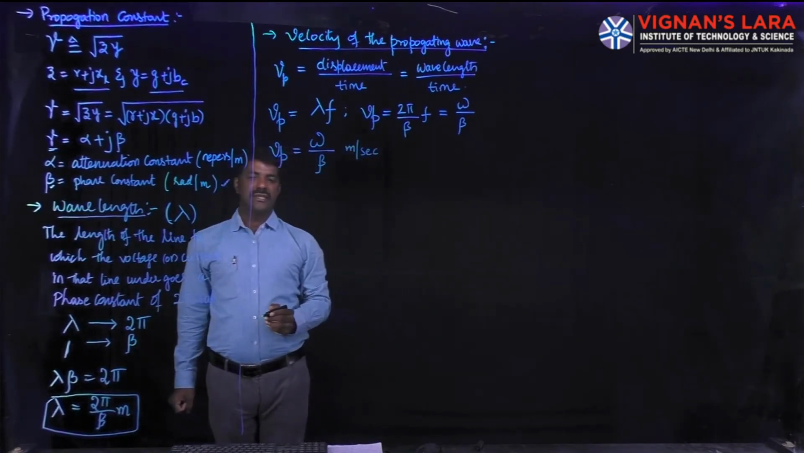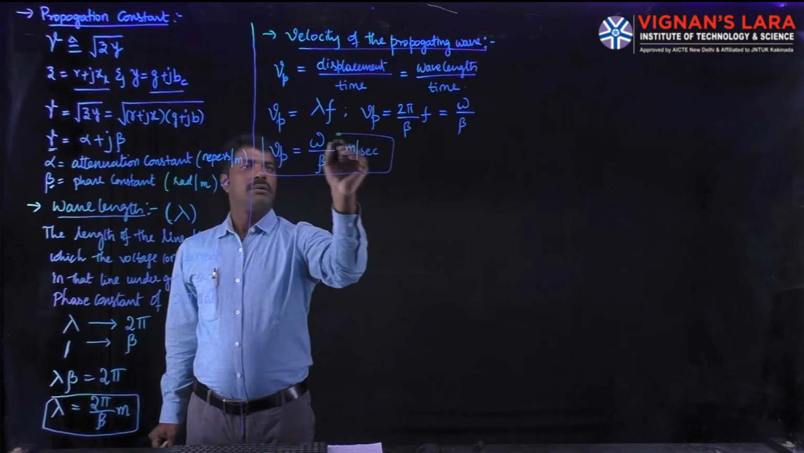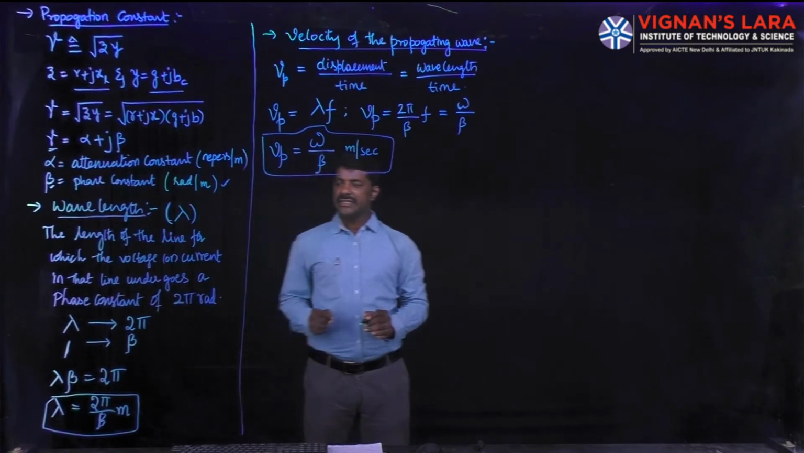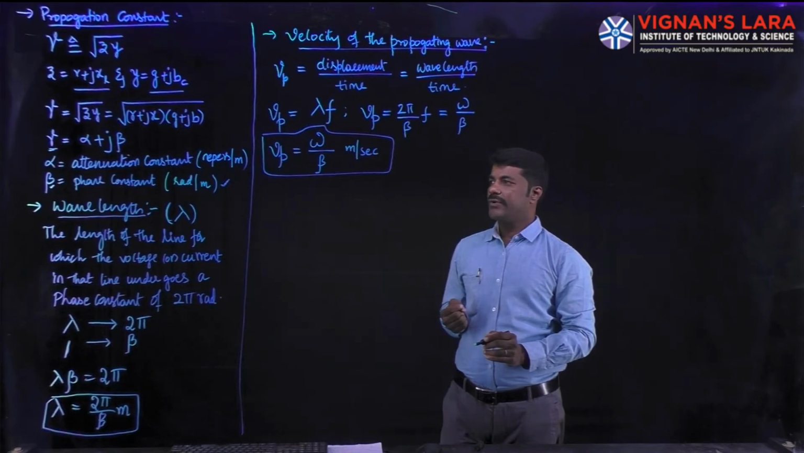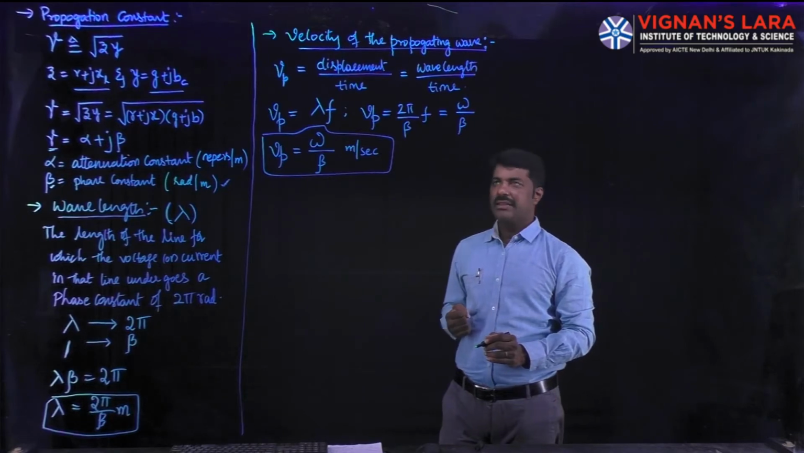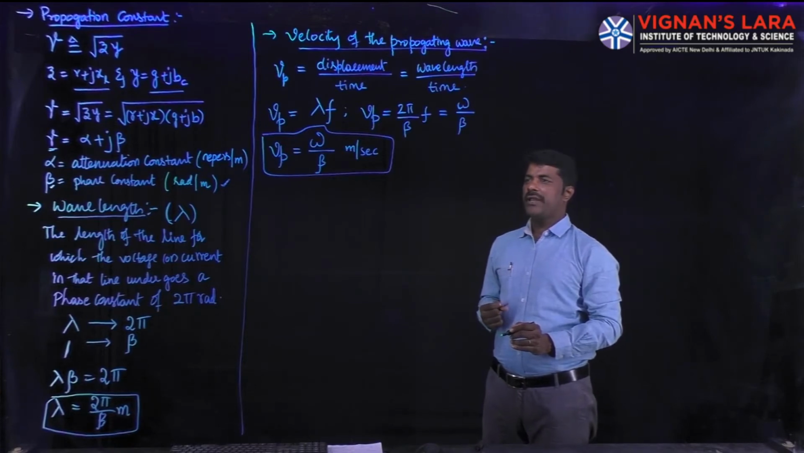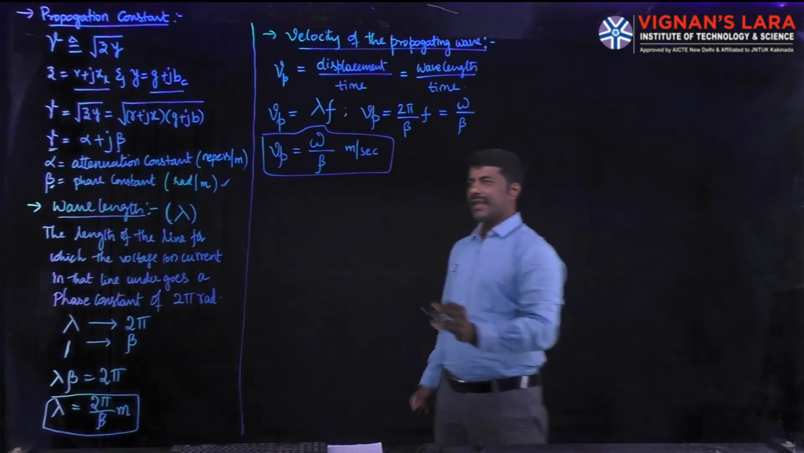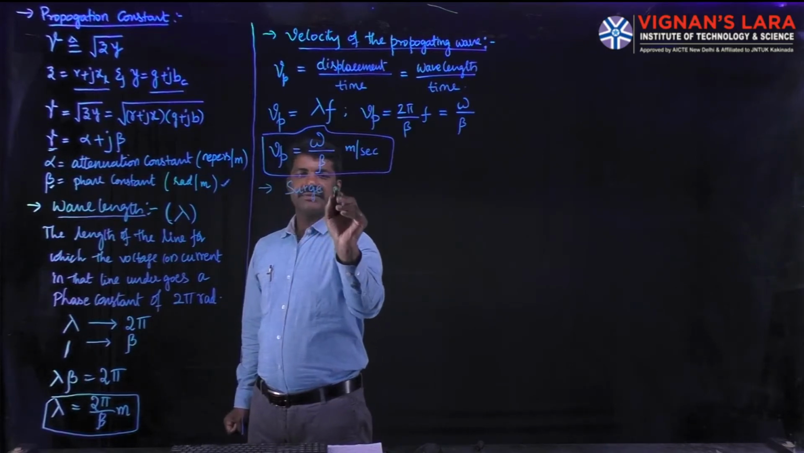Okay, so this is about the velocity of the propagating wave, an important concept, right? And next, so far what we discussed is three topics. They are propagation constant gamma, which is equal to root z into y, and next wavelength lambda, which is equal to 2 pi by beta, and the third concept is the velocity of the propagating wave Vp, which is equal to 2 pi f by beta, that is angular velocity omega by beta. Okay, the next is the very important surge impedance.